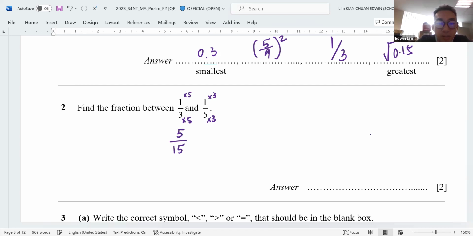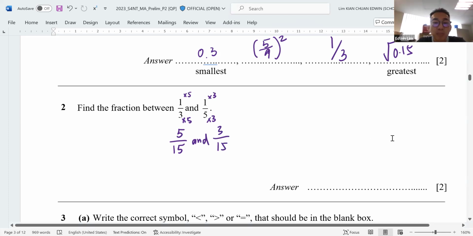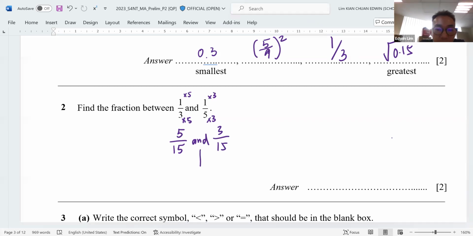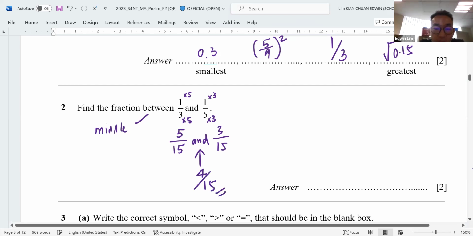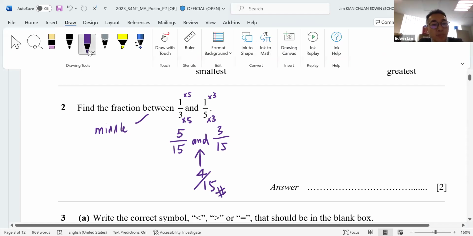5/15 and 3/15. All right, you are supposed to write a fraction between, meaning middle of the two numbers. So in between them, 5 and 4, no, 5 and 3, you get 4 out of 15. This is one of the answers. I show you another way of doing this question.